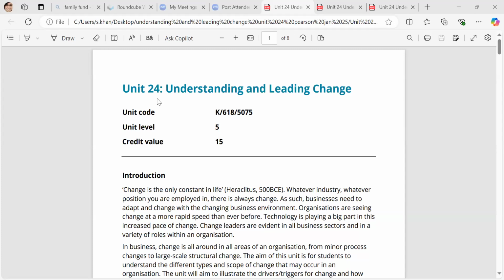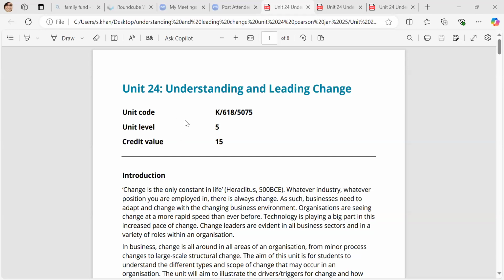Understanding and Leading Change. Firstly, we're going to go through the unit spec, which is available on Moodle for you to have a look at, and also the assignment brief, which I'll give you a brief outline of so you can go and have a look, because we'll do more about the assignment in the assignment discussion. The unit has 4 learning outcomes, and we'll be doing 4 sessions plus an assignment discussion session, which will give you guidance and support around the assignment.